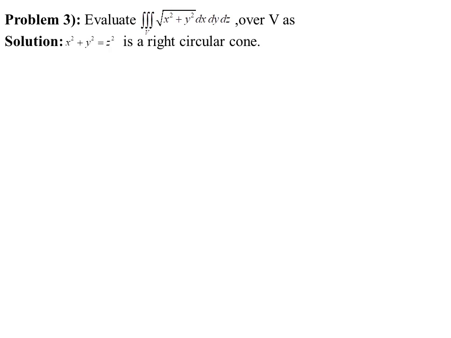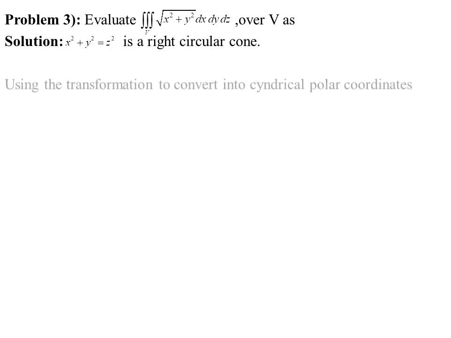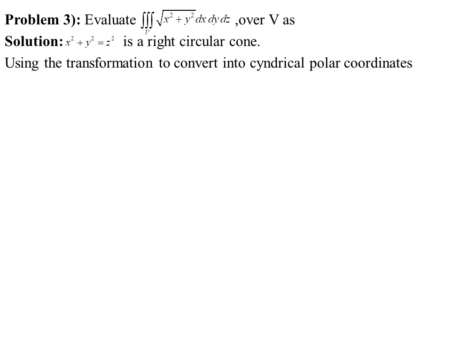X square plus y square is equal to z square is a right circular cone. If you have completed your studies of sphere, cone and cylinder, you can easily understand the equation of the cone here. So whenever the equation of a cone or a cylinder is given as a volume, you can transform the Cartesian triple integration to cylindrical polar coordinates. So the substitution goes like this.